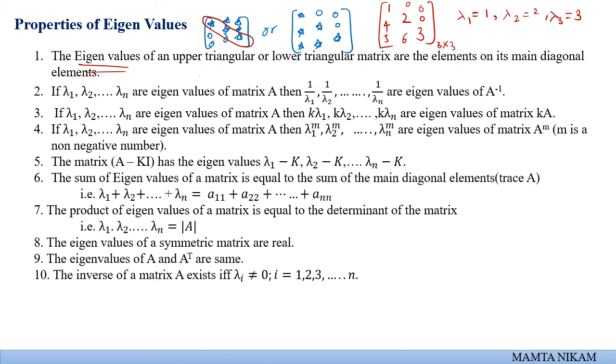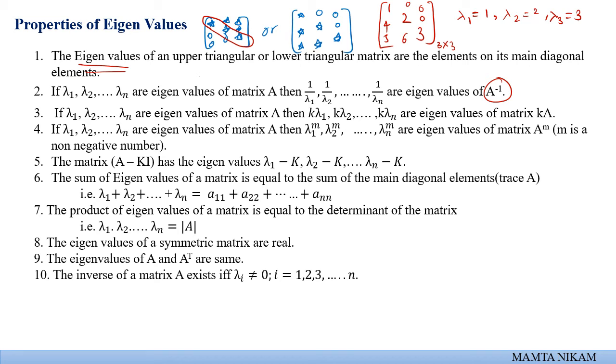Okay, further, suppose lambda 1, lambda 2, ... lambda n are eigenvalues of matrix A, then what will the eigenvalues of A inverse be? Just the reciprocal: 1 upon lambda 1, 1 upon lambda 2, ... 1 upon lambda n will be the eigenvalues for A inverse.